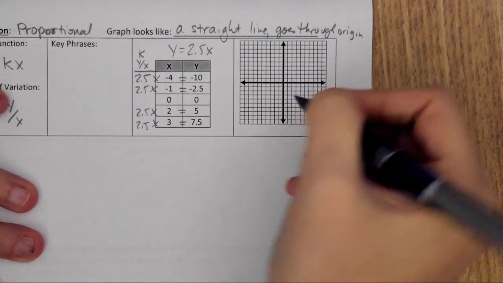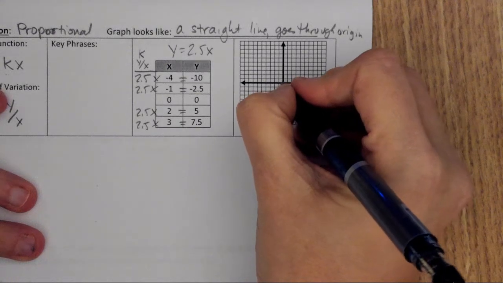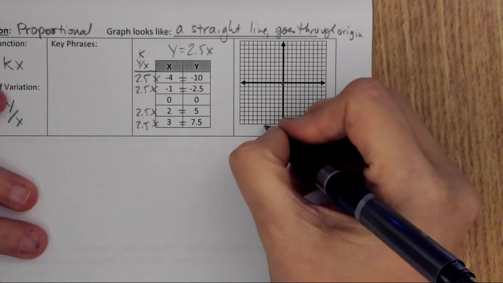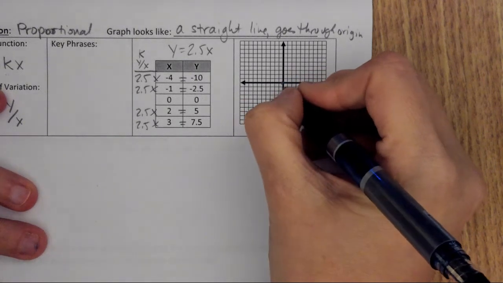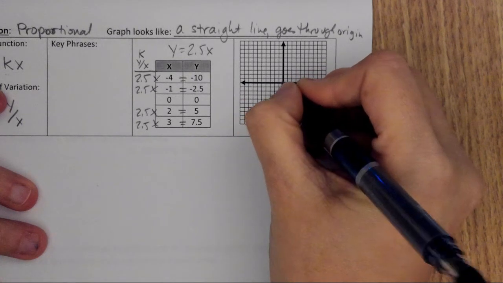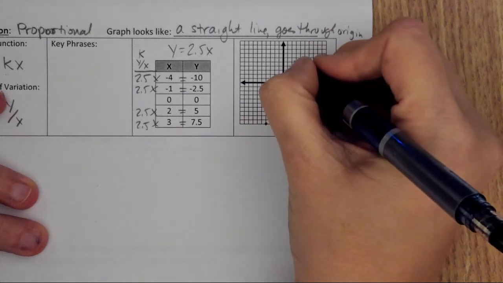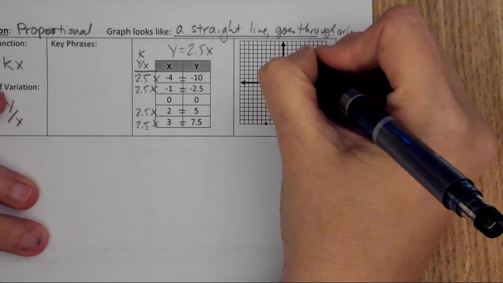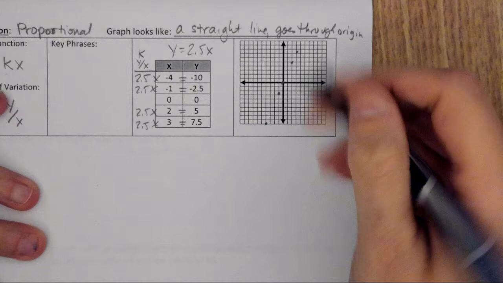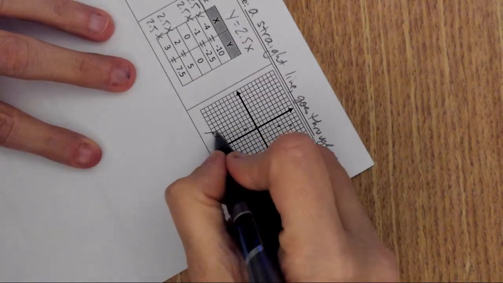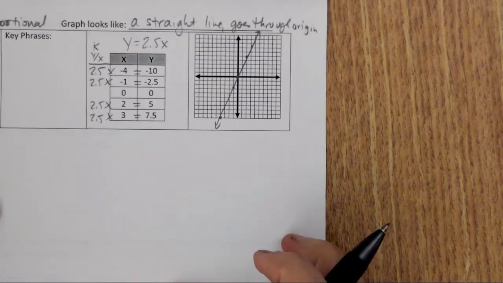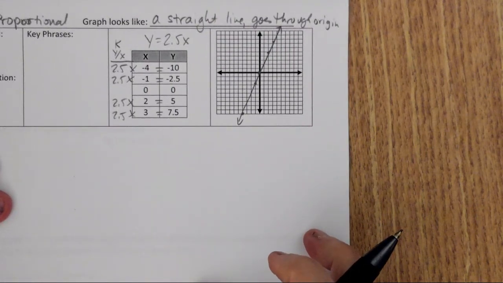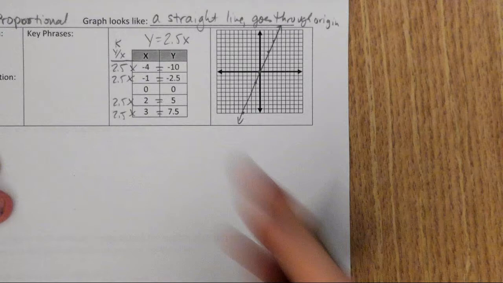So if I graph those points, I am going to see I have 0, 0. I'm sorry, I have negative 4, negative 10. I have negative 1, negative 2.5, 0, 0, 2, 5, 3, 7.5. As we graph those points, you start to see that we have a straight line that goes to the origin. It's steeper than the parent function, which we talked about today also. And that's what the graph looks like.